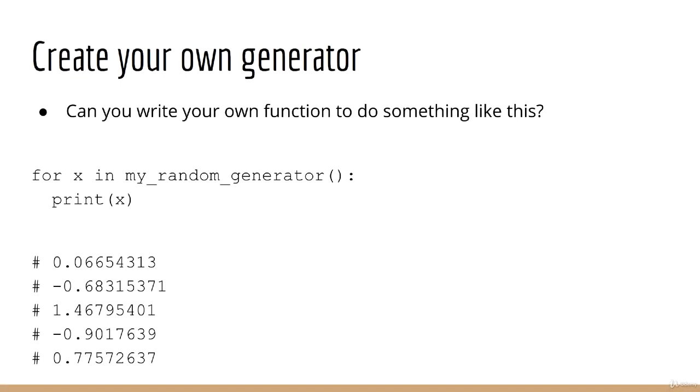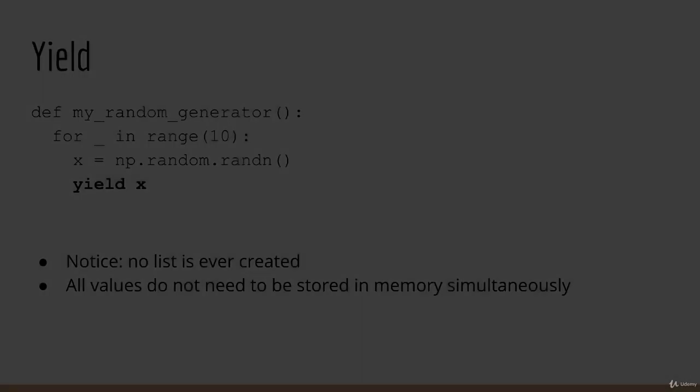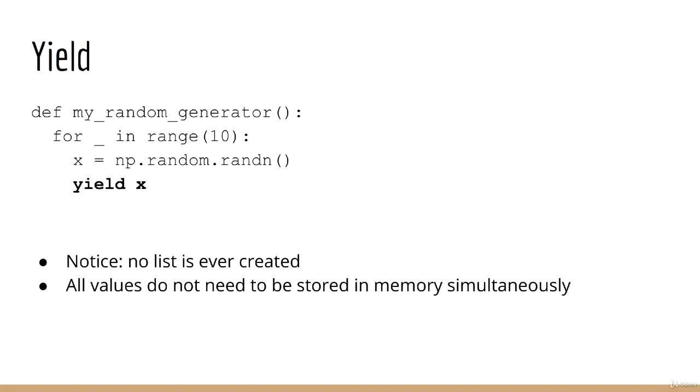What you might not have known is that you can actually write your own generators. For example, suppose you wanted to write a loop where the loop variable was a randomly generated number. So for x in my_random_generator would be a loop where on each iteration of the loop, x would be a random number. Can we do this in Python? The answer is yes. We can accomplish exactly this using the yield command. So here is how you would write a my_random_generator function that generates 10 random numbers on the fly.